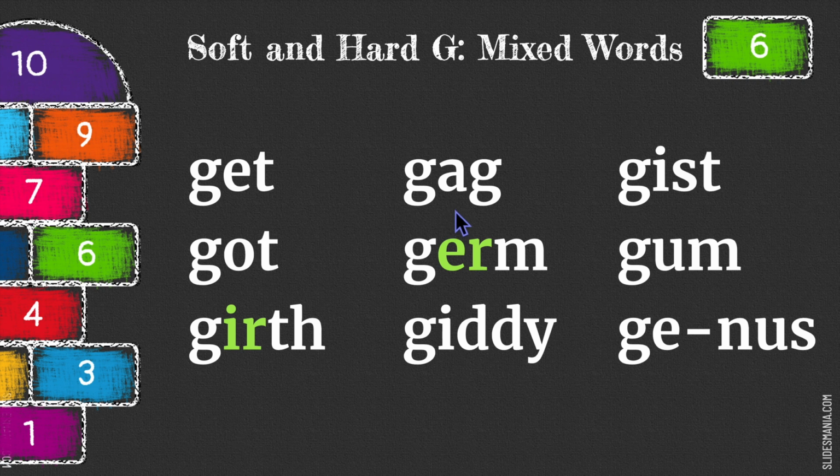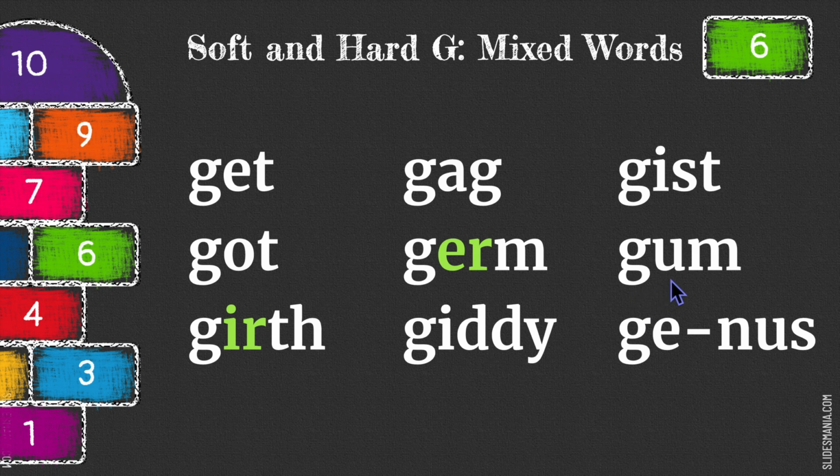G, ag, gag. This G is followed by an I, so we will try the soft sound first. J, ist, gist. Here we have an O, so we need the hard sound. G, ought, got. Here we have a G followed by an E, so we will try the soft sound to see if it's a word we recognize. And also remember that ER has what sound? J, germ.